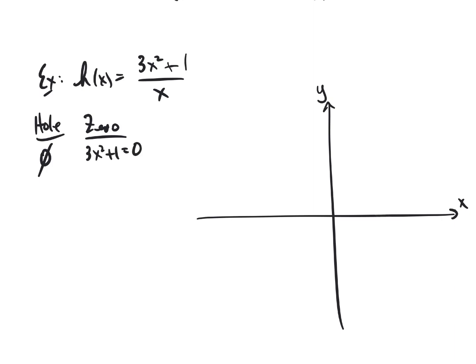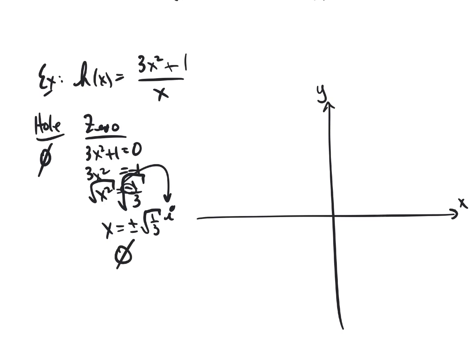Number 2, we're going to have zeros anywhere the numerator is equal to 0. So we set the numerator equal to 0 and solve. And you can see quickly we run into problems because we have a negative number on the other side. When we take square roots, we're going to get an i involved. So this negative is going to come out as an i, which means we're not going to have any zeros.